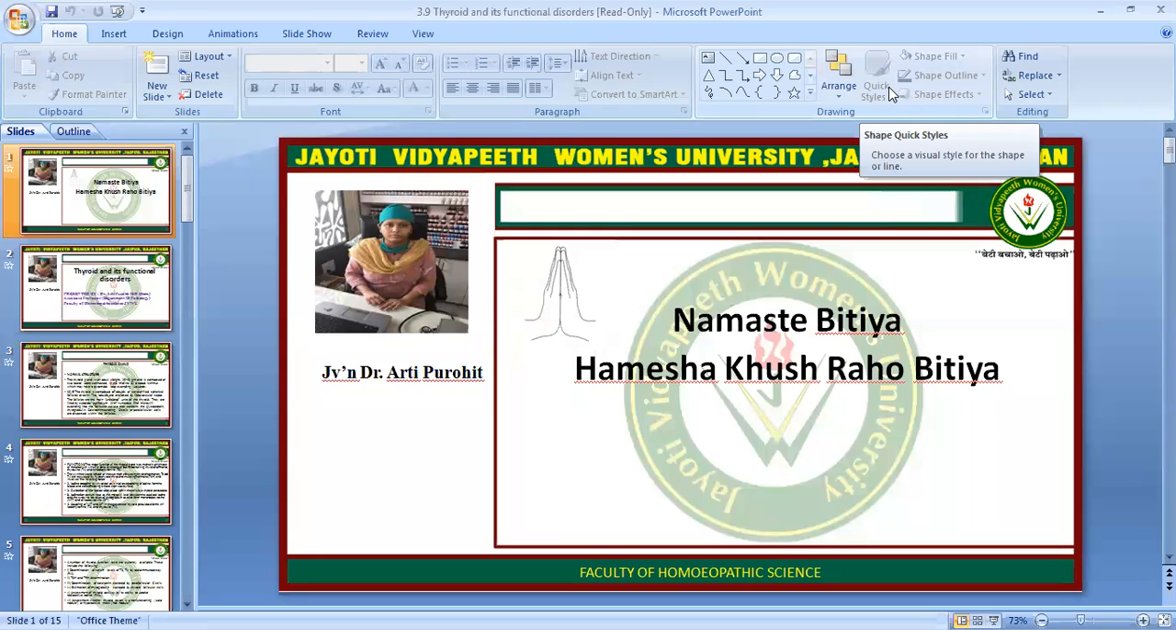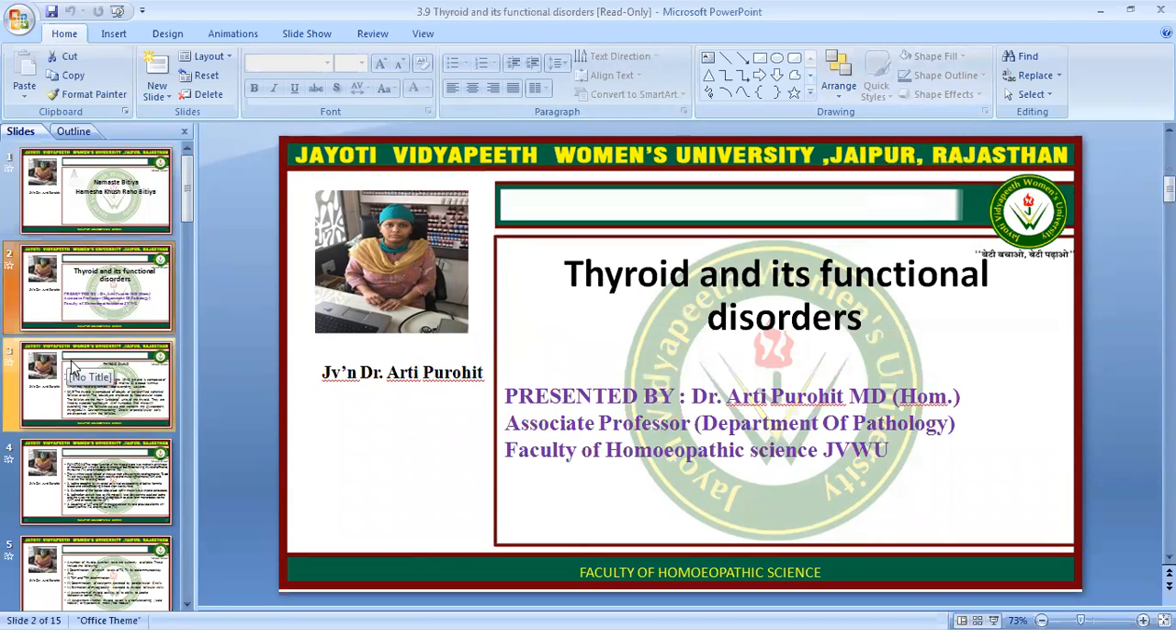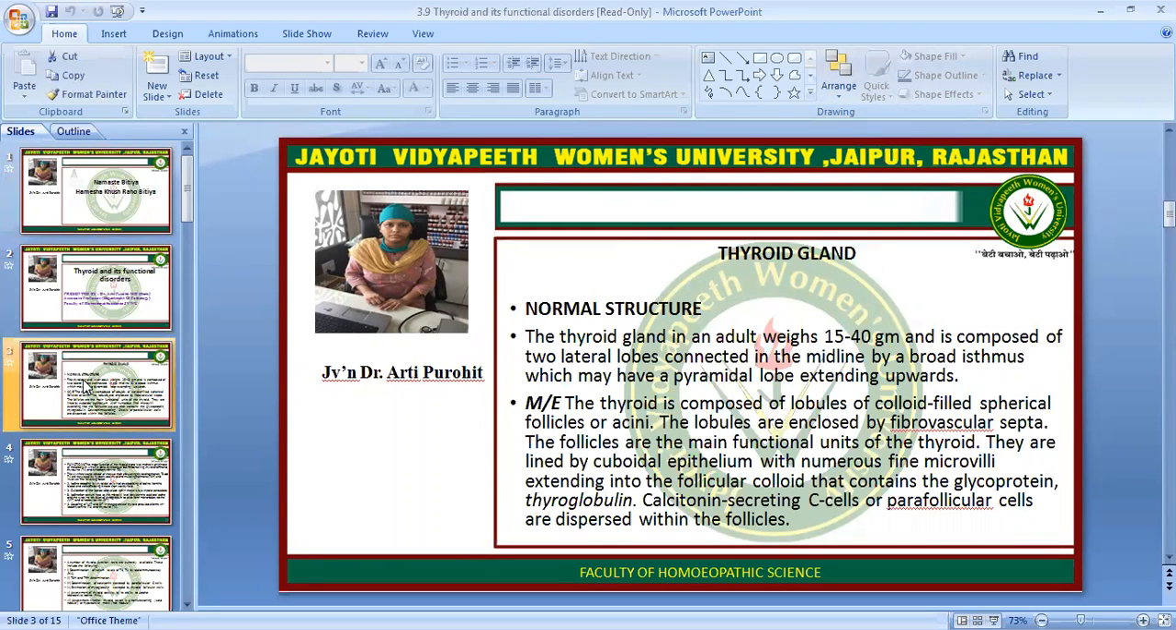Myself Dr. Aarti. Today we are talking about the thyroid and its functional disorders. Thyroid gland. First we will start with the normal structure of the thyroid gland. The thyroid gland in an adult weighs 30 to 40 gram and is composed of two lateral lobes connected in the midline by the broad isthmus, which may have a pyramidal lobe extending upward.